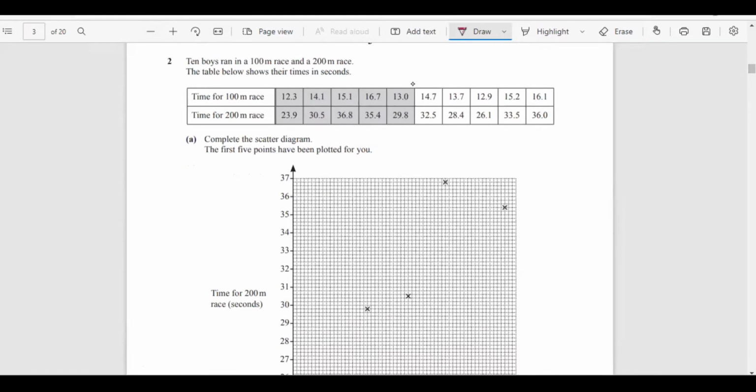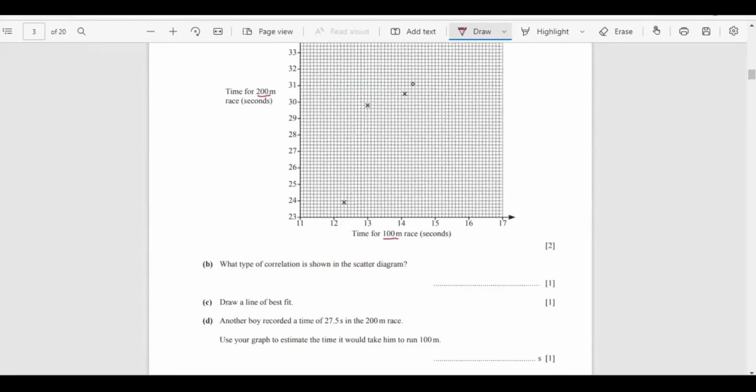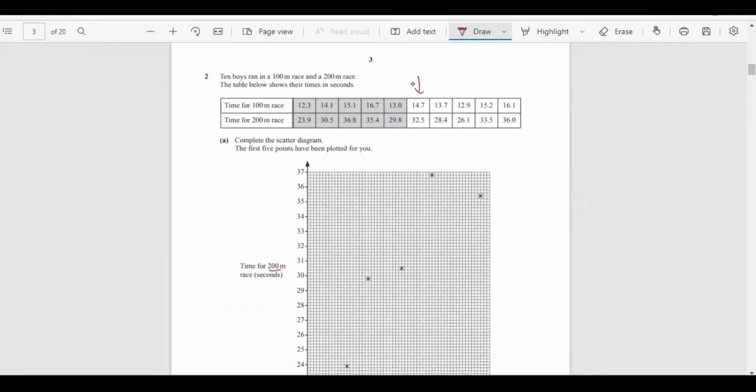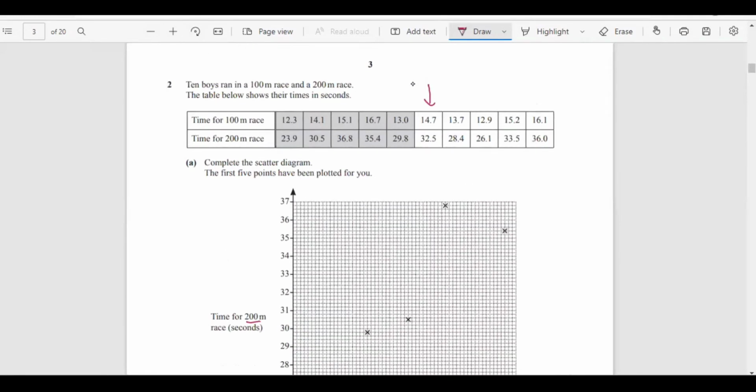Okay. 10 boys ran a 100-meter race and a 200-meter race. The table below shows their times in seconds. Time for 100-meter race, and then time for 200-meter race. Complete the scatter diagram. The first 5 points have been plotted for you. This is the time for 200 meters, and this is the time for 100 meters. So they have plotted the first 5 points. We need to plot the other ones. So we need to plot this one. It is 14.7 and 32.5.